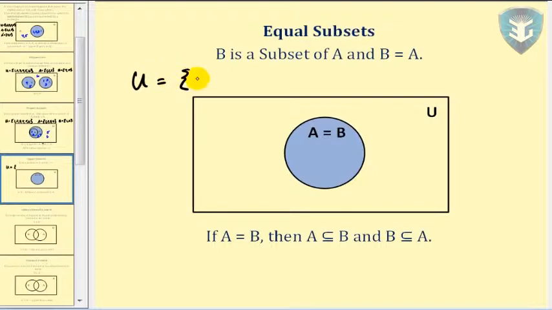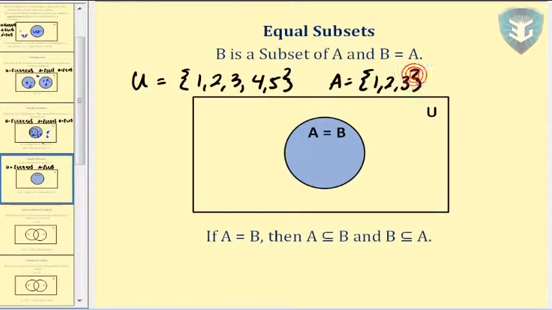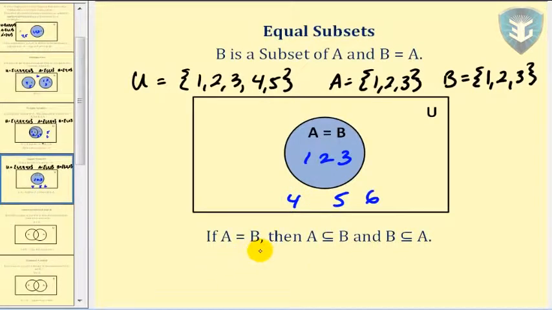So if the universal set was 1, 2, 3, 4, 5, if set A contains 1, 2, and 3, then in this case B also contains the elements 1, 2, and 3. So we'd have 1, 2, and 3 here, and then outside A and B would be 4, 5, and 6. So if A is equal to B, we can say that A is a subset of B and B is also a subset of A.